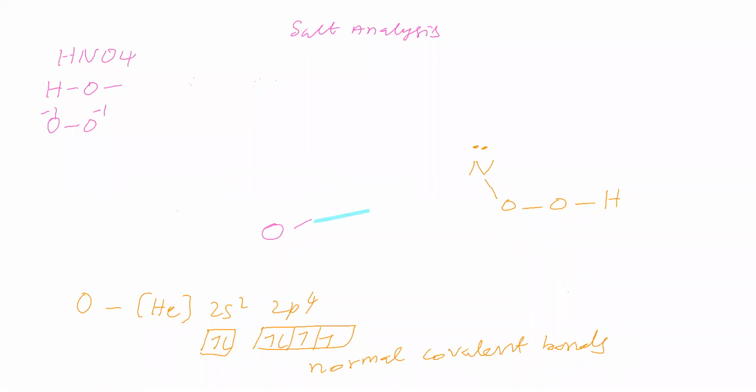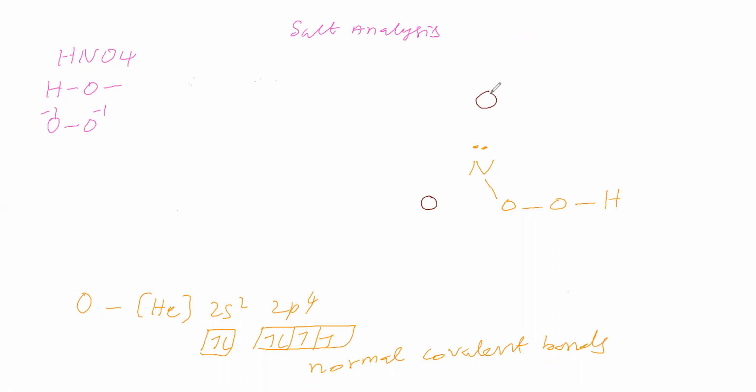We need not consider this one. We are considering this structure for HNO4. We have given the peroxy linkage, and we have given hydrogen also. The remaining 2 oxygens we have to place here. The rest of the 2 oxygens we have taken.